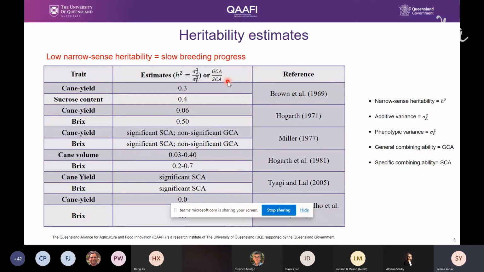In very simple terms, general combining ability is the breeding value of a parent that is inherited from one parent to an offspring. And specific combining ability is the performance of a cross where non-additive genetic effects are really important. This metric, the ratio of GCA and SCA, also gives an indication of how important non-additive variance is for complex traits, basically cane yield and sugar content in sugarcane.